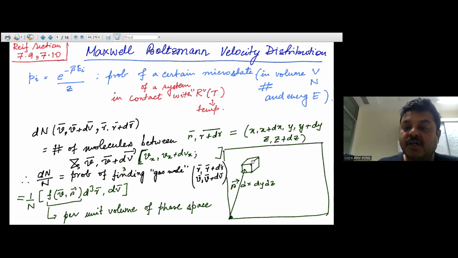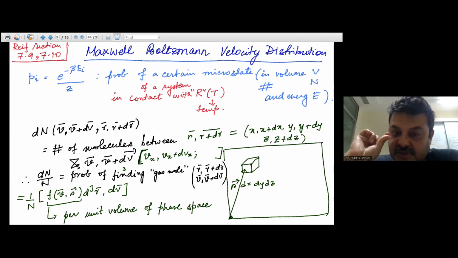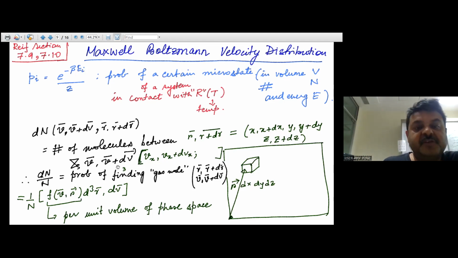And moreover, here there can be many particles, but we are interested in only those particles, or in the number of particles, whose velocity lies between v vector and v plus dv vector, which means their velocities are between Vx and Vx plus dVx, Vy and Vy plus dVy, Vz and Vz plus dVz. I'm not talking about the magnitude, the x component can be plus or minus, whatever. The velocity is also a vector, between v vector and v plus dv vector.